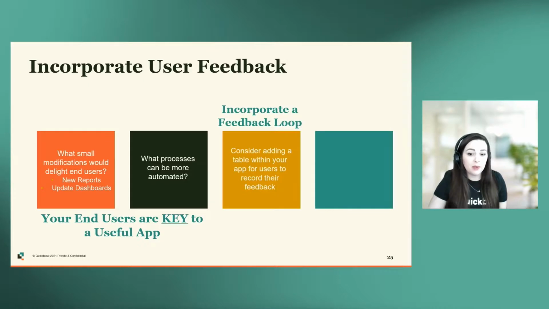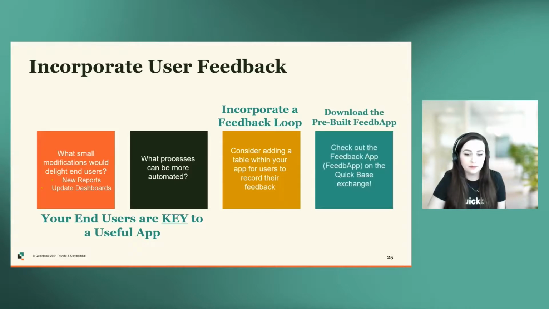Implement a feedback loop. This can be as easy as creating a table on each one of your apps where users can enter feedback about the app. And this is where users can log improvements they'd like to see, or just log what they don't like about the app and what they would like to see improved in the future. Or if you want a pre-built application, you could just have the entire app dedicated to end user feedback.